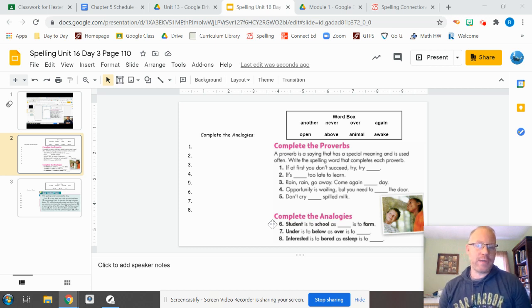Today we are working in Spelling Unit 16, Day 3, page 110. So if you have your workbook and you're working in your workbook, make sure you bring this over into your document here so you can turn it in to your teacher if that's what you guys are doing in your class. We are working on these schwa sounds still.